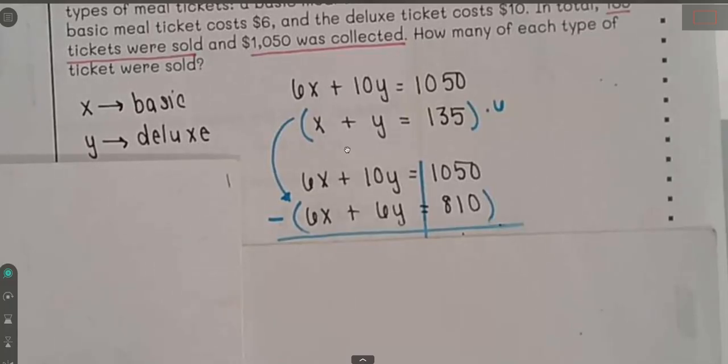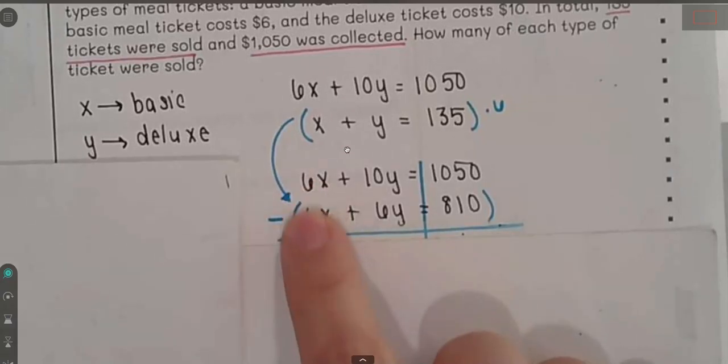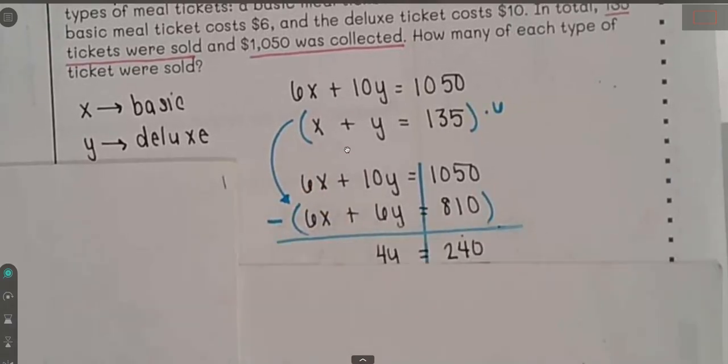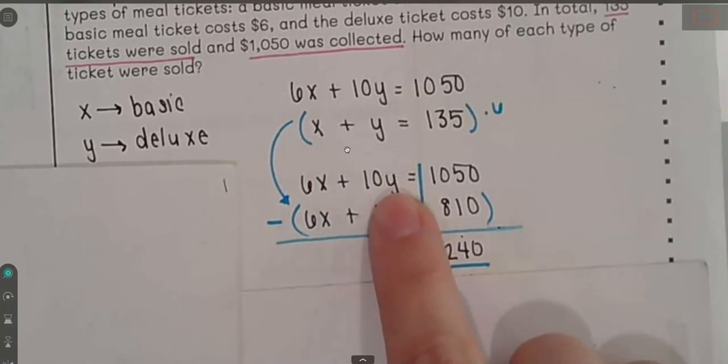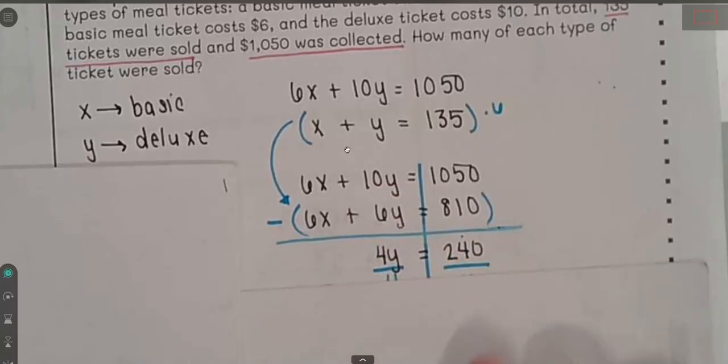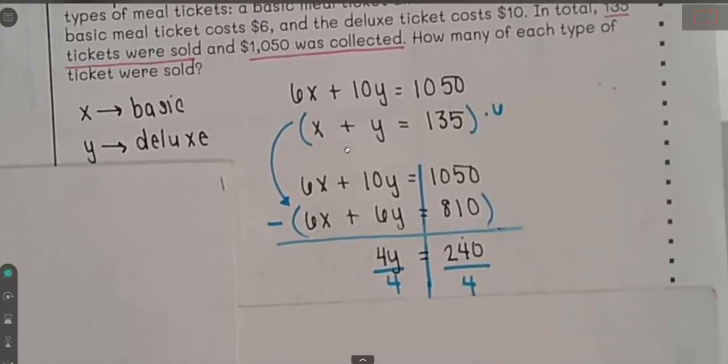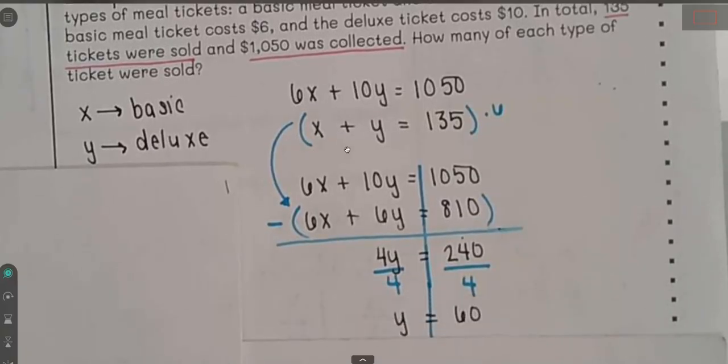Does that make sense? All right, so when I subtract vertically, 6x minus 6x is 0. 10y minus 6y is 4y. 1050 minus 810 is 240. You divide by 4, you get y equals 60.